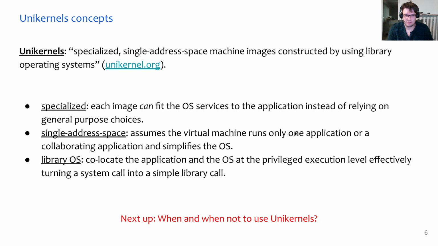And the library OS part here means that the application and the operating system run at the same privilege level. So commonly, if you do a system call, for example, if you try to read from a file, then you would perform something called an interrupt, where you would change from the normal application context into the operating system privilege level. And then the operating system would perform the system call in return. With library OSs, this just becomes a simple library call, which is less overhead, but there's also less separation between the operating system and the application.